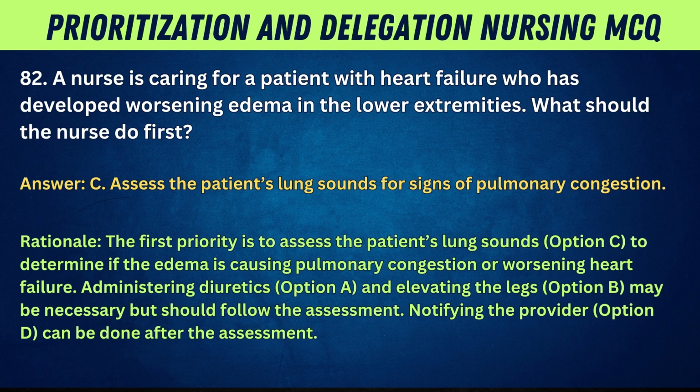Answer. C. Assess the patient's lung sounds for signs of pulmonary congestion. Rationale. The first priority is to assess the patient's lung sounds, option C, to determine if the edema is causing pulmonary congestion or worsening heart failure. Administering diuretics, option A, and elevating the legs, option B, may be necessary but should follow the assessment. Notifying the provider, option D, can be done after the assessment.